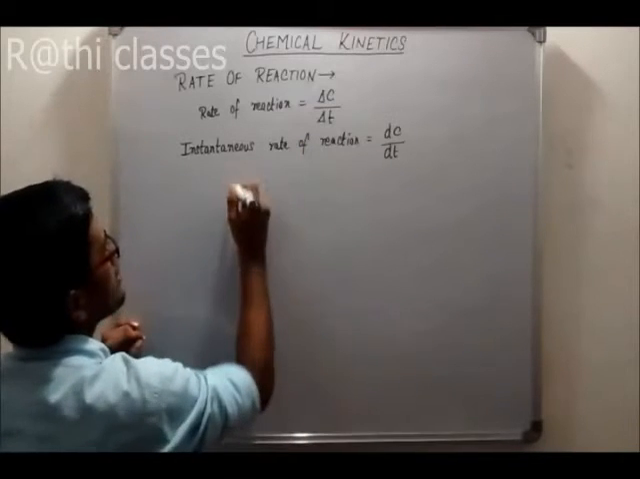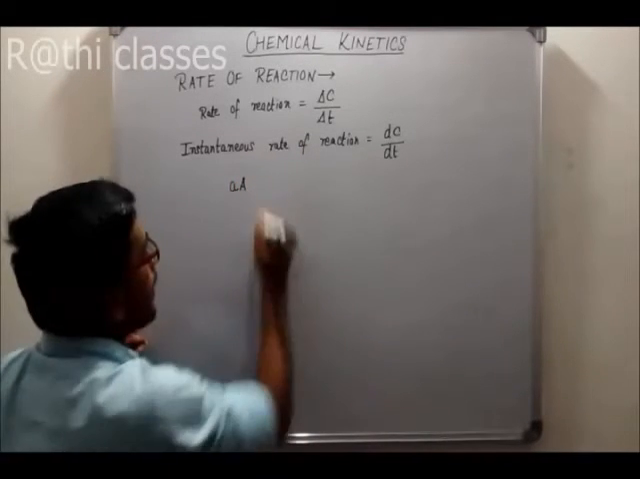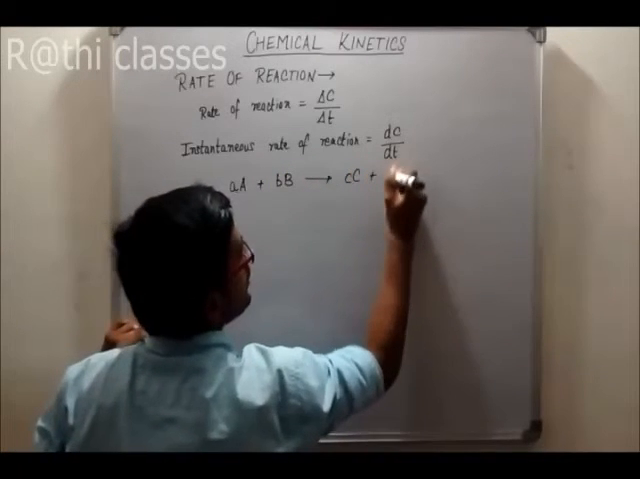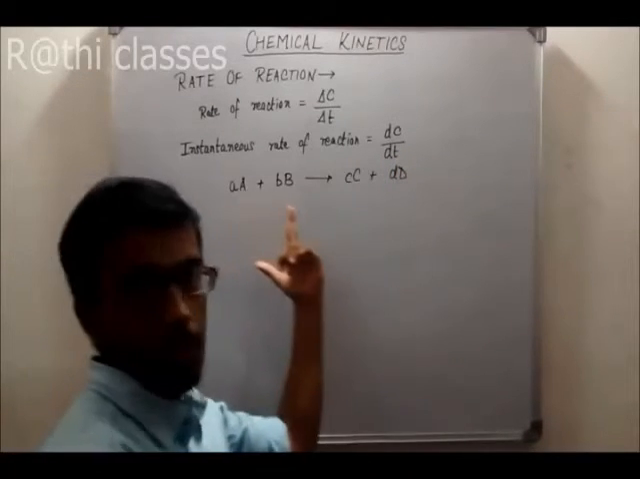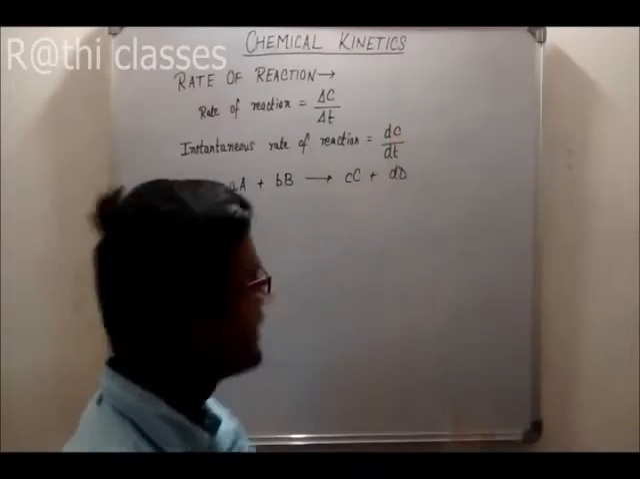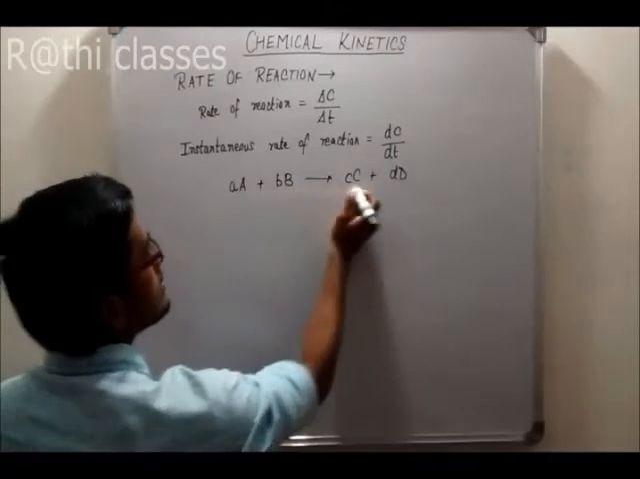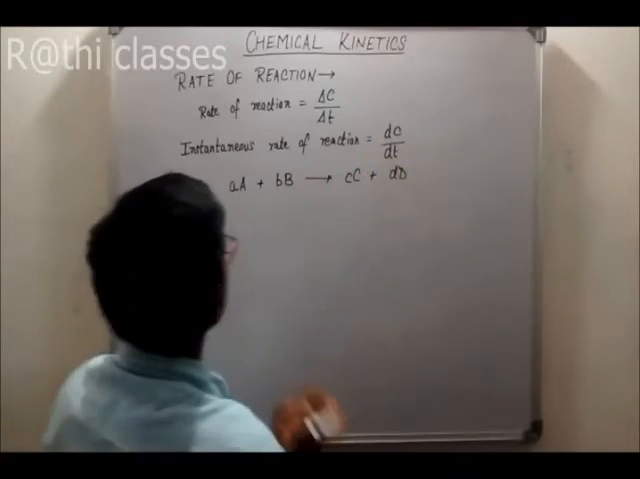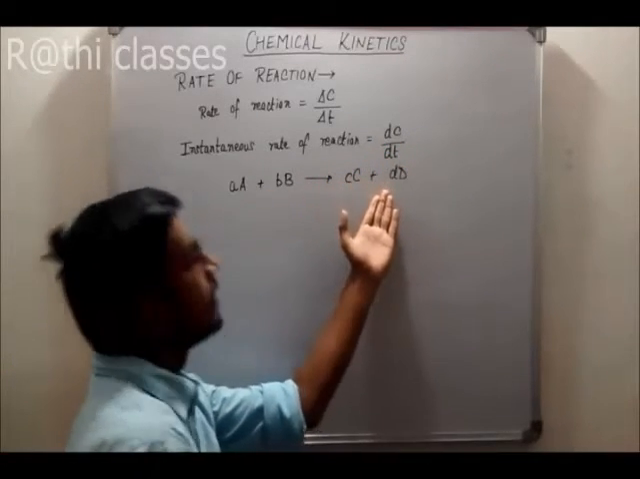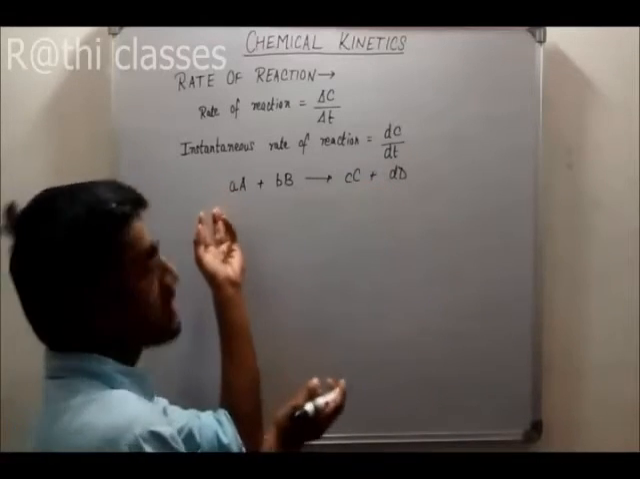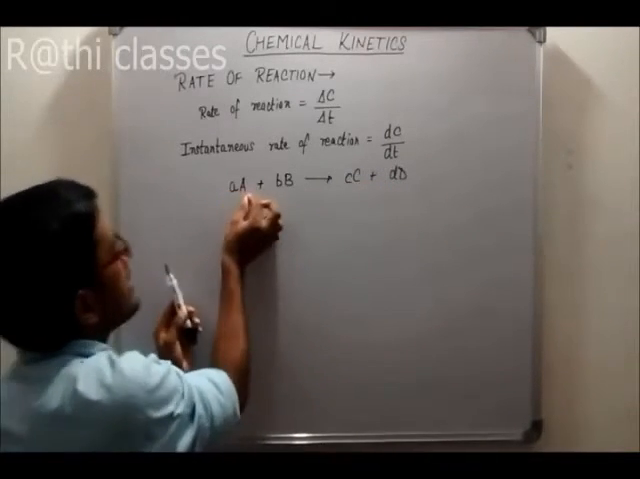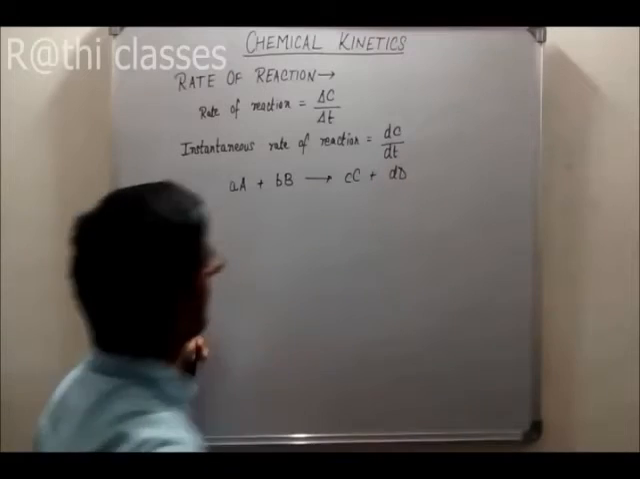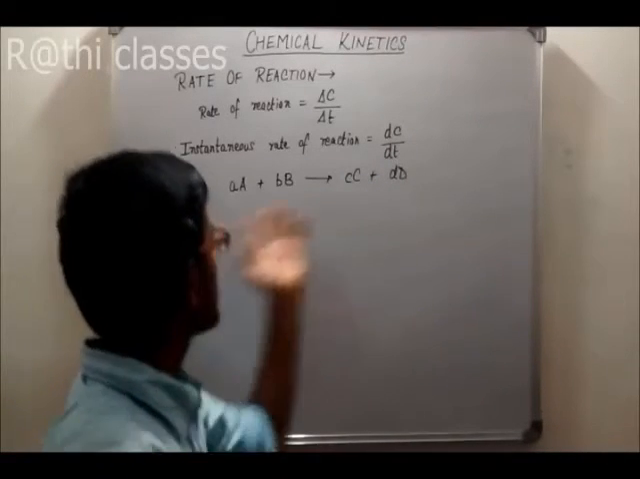Now, for a reaction, say a moles of A plus b moles of B gives c moles of C plus d moles of D, where A, B, C and D in capital letters are the elements, A and B are the reactants and C and D are the products, and small a, b, c and d represent the number of moles in this reaction. That means a moles of A is taken and reacted with b moles of B, forming c moles of C and d moles of D. So this represents any reaction.